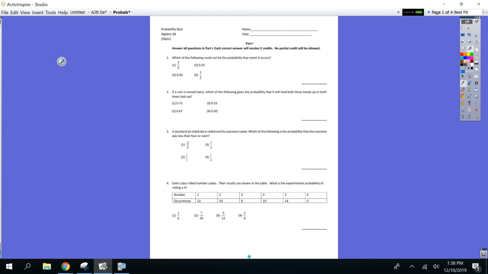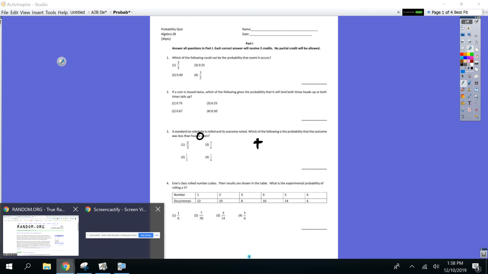Number 3, you guys are rolling a die. What's the probability it's going to be less than 4 or even? Guys, what word is in between less than 4 and even? Or. When you see the or, you should be thinking about adding. Here you go. I'm going to have somebody help me here.